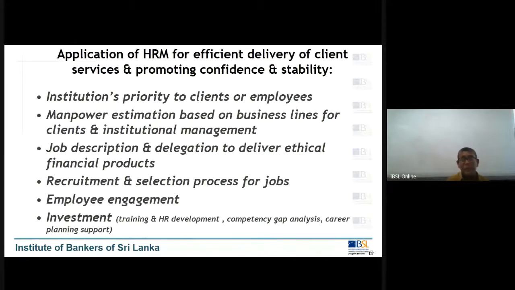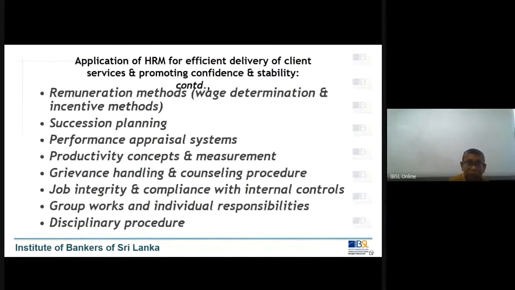So therefore, we need to understand some of the applications of HRM, how you make use of human resource management in promoting client services as well as confidence. Right? That is why we try to learn human resource management. Okay? So under that, there are so many things we are going to discuss under human resource management.